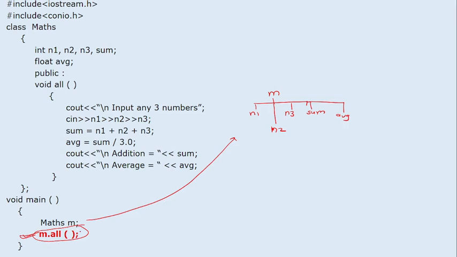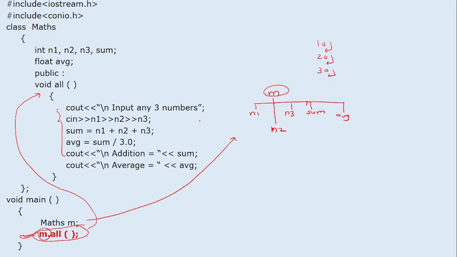When this statement is executed, m.all goes to execute all with respect to m. Because of this m, all the member variables referred to in this member function are considered with respect to m. First it asks you to input any three numbers, and the screen will give you a blinking cursor. You input 10, enter, 20, enter, 30, enter.